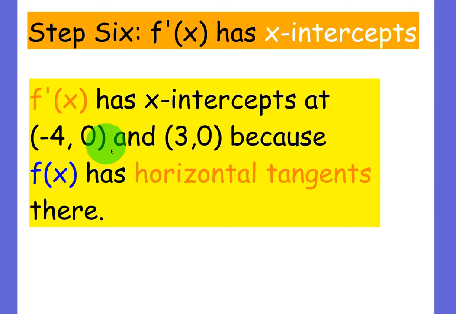Now, I need to change something here. No, that is correct. I'm sorry. -4, 0, and 3, 0, because f of x has horizontal tangents there. So it will have two x-intercepts here because f of x has horizontal tangents. Just think of this, the slope of the tangent line.